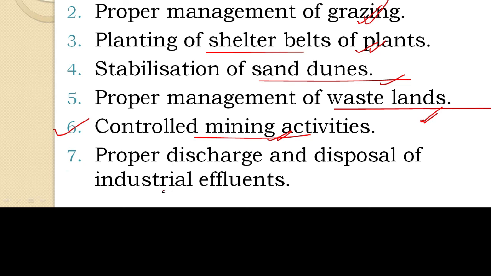Proper discharge and disposal of industrial effluents. It means the wastes which are generated from the industries must be properly discharged and properly disposed of. For example, people have this habit of discharging the effluents directly into river waters, or they dispose of the wastes directly in the river water, which in turn pollutes the water resources on a huge scale, which has become an issue in today's world. Therefore, proper discharge and disposal of these kinds of effluents is very necessary.